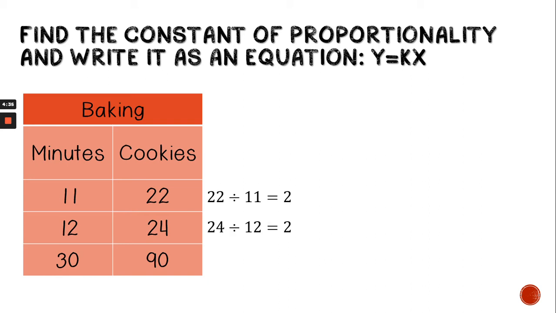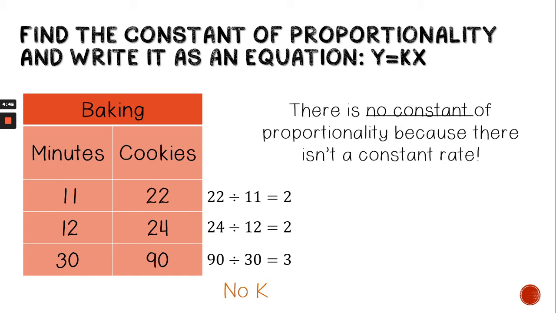So 22 divided by 11 is 2. 24 divided by 12 is 2. 90 divided by 30 is 3. So because that number is not constant, the number is not the same, then there is no k value, and that means that there's no constant of proportionality because there isn't a constant rate.